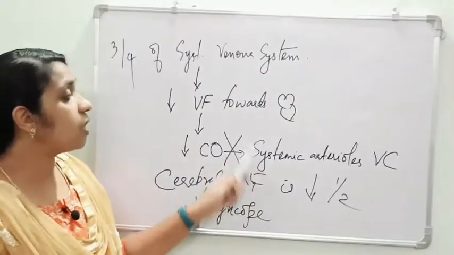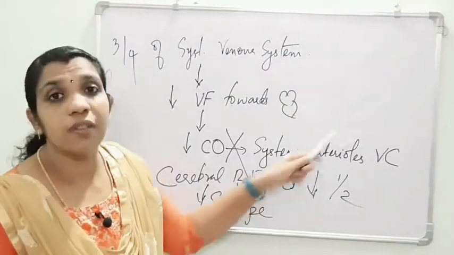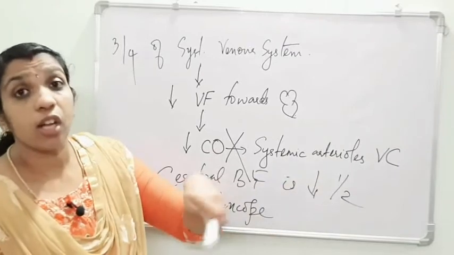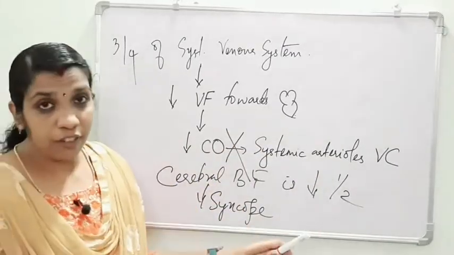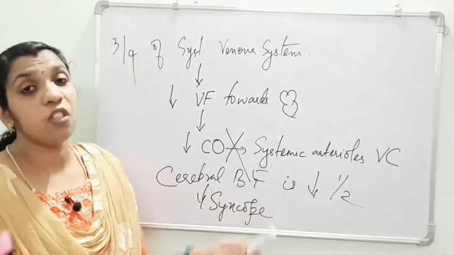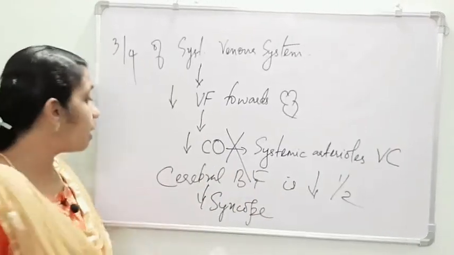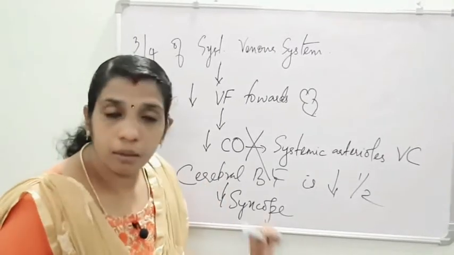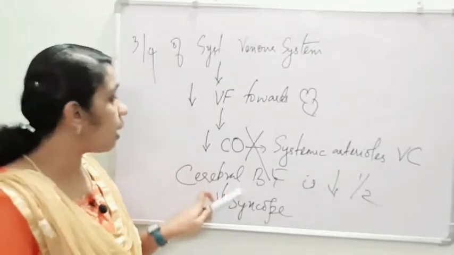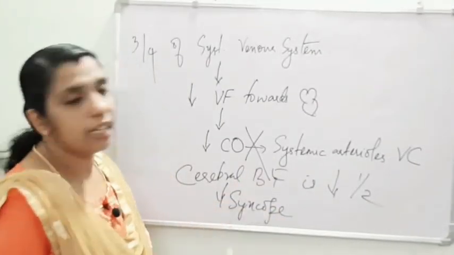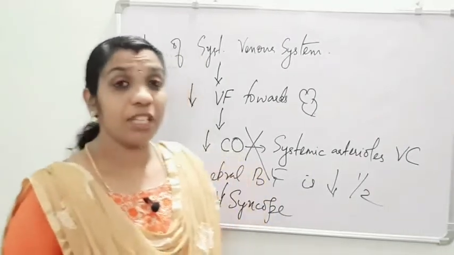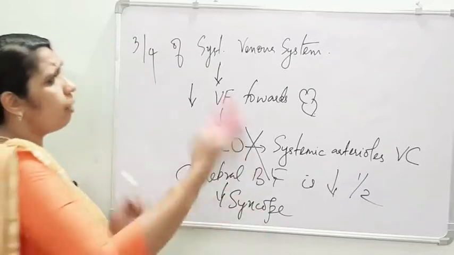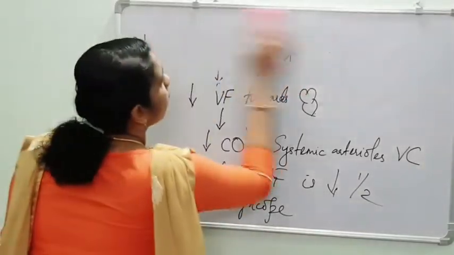Normally systemic arterioles will induce vasoconstriction in order to increase the blood flow to the heart. So when this mechanism fails, and when the mechanisms which control the venous pooling fail, there will be a reduction in cerebral blood flow to half and it results in syncope. I think you understand. Okay, this is the first basic mechanism. Very, very easy, no?